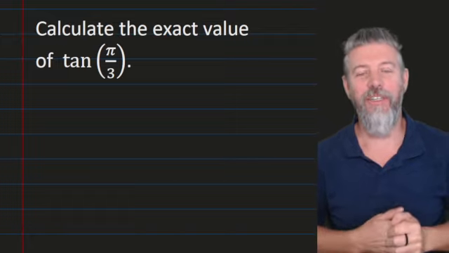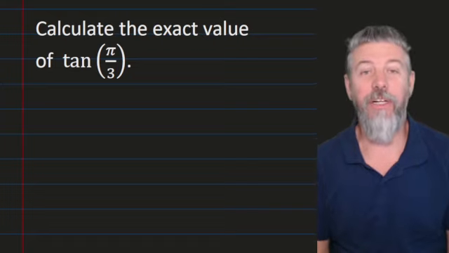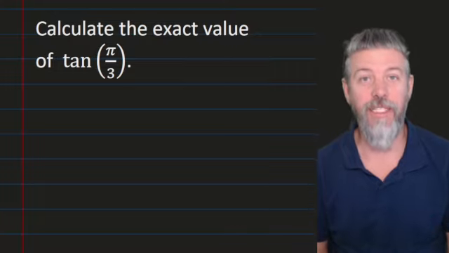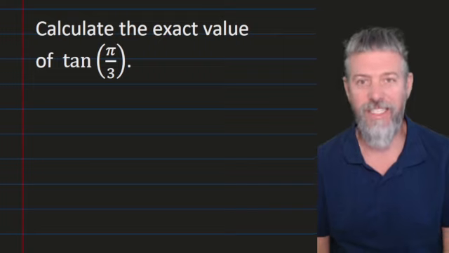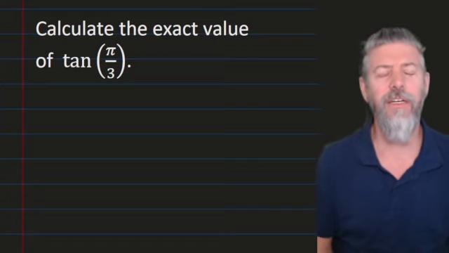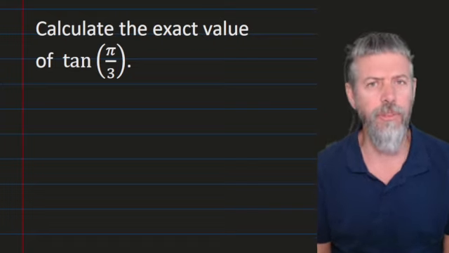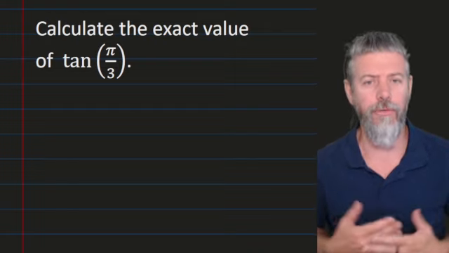I'm John Hepworth. This question looks pretty benign. Calculate the exact value of tan pi on 3. We've done some exact values of trig ratios and we seem like we're completely across that, except there's this weird pi on 3 thing in there instead of being some angle that we're used to like 30, 45, 60 or some multiple of that.